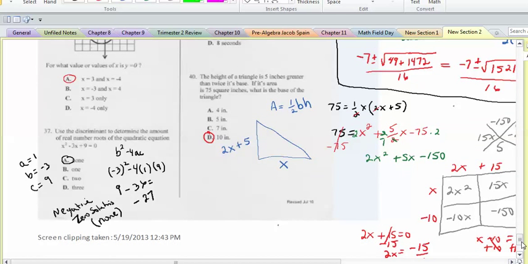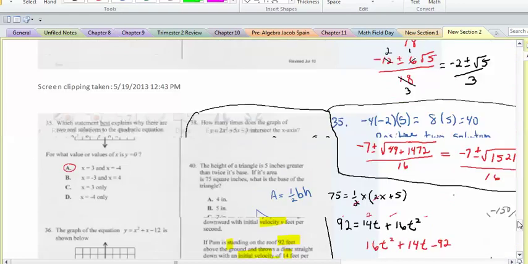37. Again, we're using the discriminant to find the roots or the number of solutions. We found our A is 1, our B is -3, our C is 9. Plug them in, did the math. I got a -27. That's 0 solutions or no solutions or none. So it's letter A.